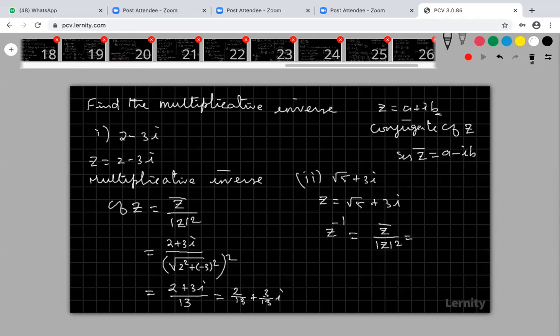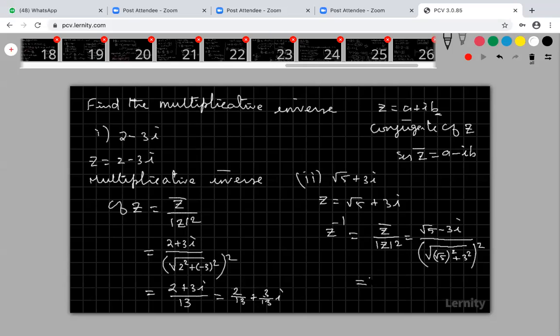What is my z bar? Conjugate of this. What is a conjugate? If a plus ib is a complex number, then a minus ib is my conjugate. Root 5 plus 3i is my complex number, then root 5 minus 3i is my conjugate. Divided by, take a modulus. Modulus square: root of root 5 square plus 3 square, the whole square, because modulus of z the whole square is there.